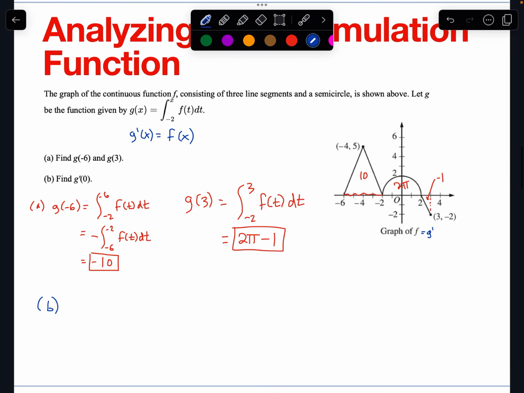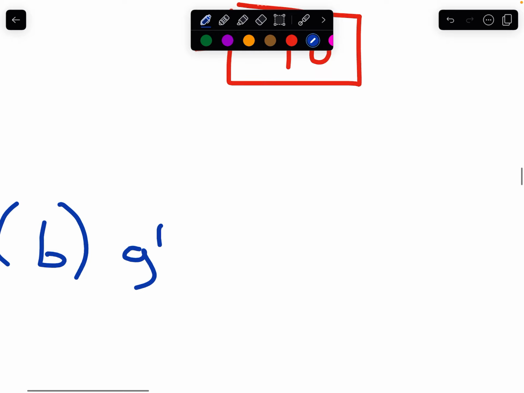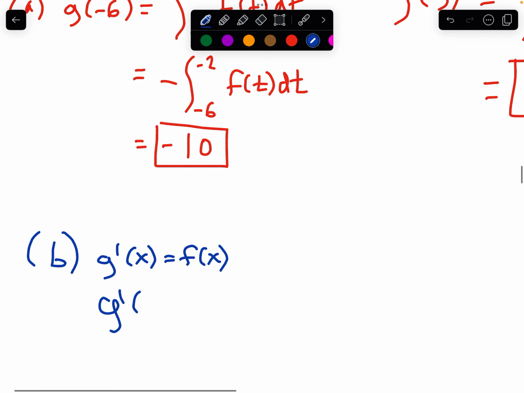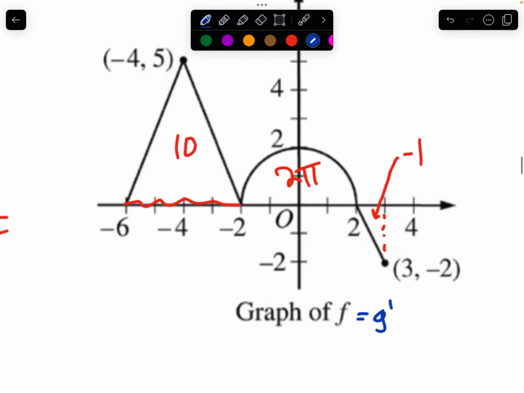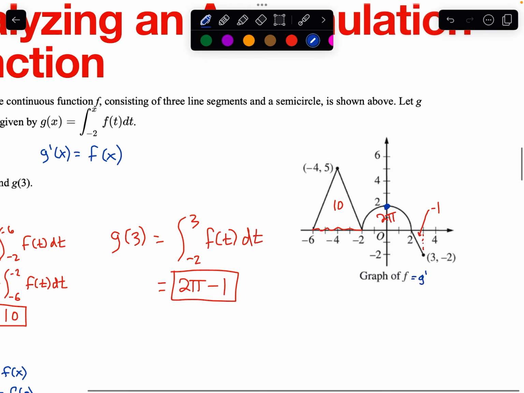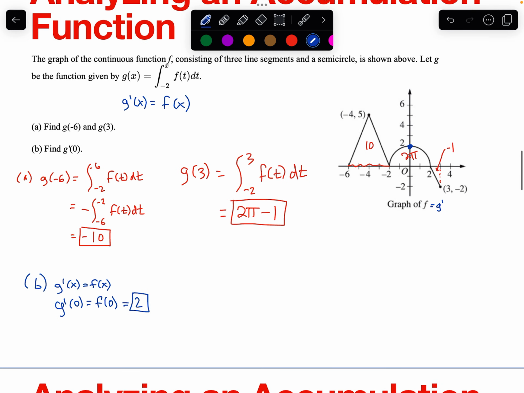Okay, and I've noted that, and we need to note that when we do free response questions of this style. So I'm going to write it down here. G prime of x is f of x. Fundamental theorem of calculus tells us that. So if we're going to find g prime of 0, really we're looking at the graph for f of 0. So I zoom in here. Here's the graph of f. F of 0 is equal to 2. Not hard in terms of showing work, but hard if you don't know the connection between g and f. F is the derivative of g.